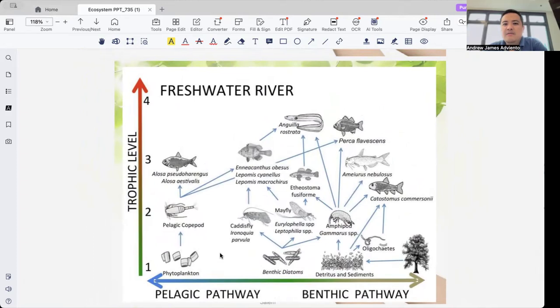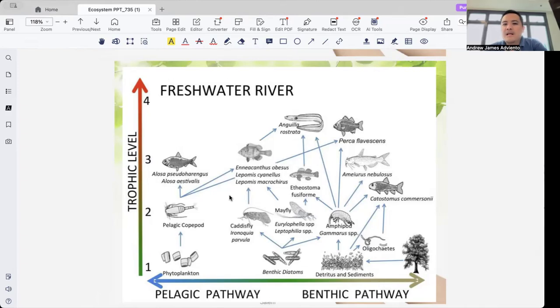In this graph, the y-axis represents the trophic level from producers to predators, and the x-axis represents two pathways. It's either an open water food chain, that is the pelagic pathway, or a bottom-dwelling food chain, which is the benthic pathway.